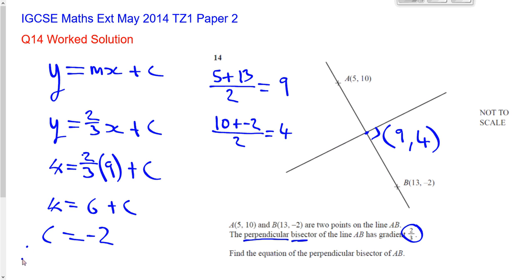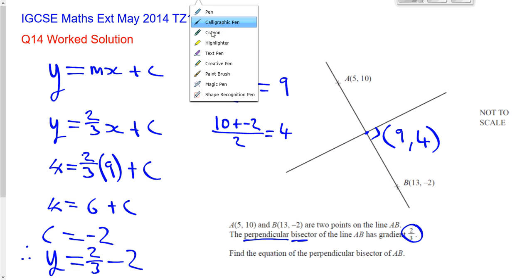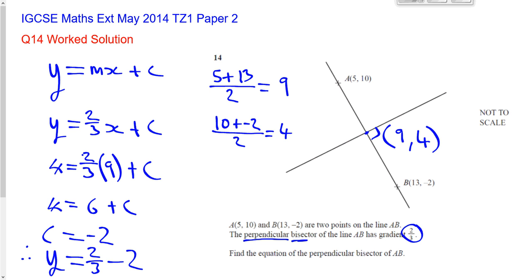Therefore, the equation of our perpendicular bisector is going to be y is equal to our gradient, which is 2 over 3 x, minus 2, which is our y-intercept. So let me just highlight the answer there for you. This is our perpendicular bisector here.